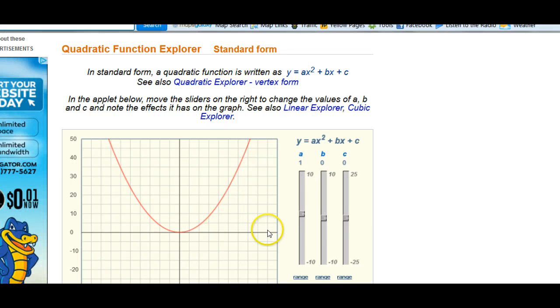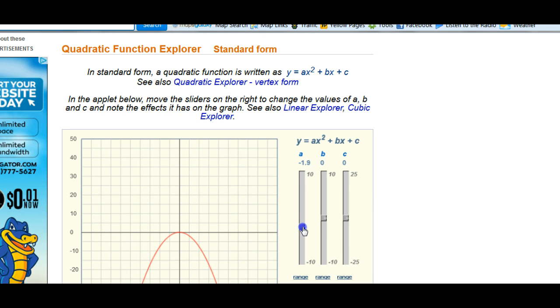So let's see what happens if I make a positive. We're going to move this slider up. A is 1. As a gets increasingly positive, what's happening to that U-shaped curve? As a starts going negative, so let's say a is 0, we get a nice straight line. Now when a starts going negative, it's going to open down.